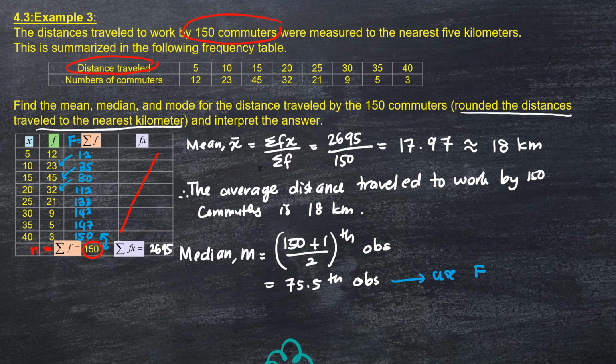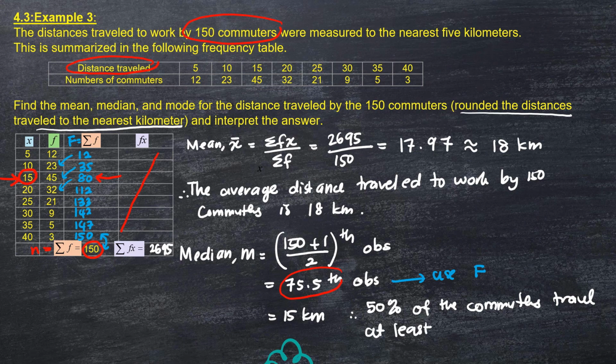Okay, so here 75.5 lies at this. Okay, it is greater than 35 and less than 80. So our median, let's look at our subject. It is 15 kilometers. So our median is 15 kilometers. So let's interpret it. 50% of the commuters, okay, travel at least or at most 15 kilometers. Okay, right.